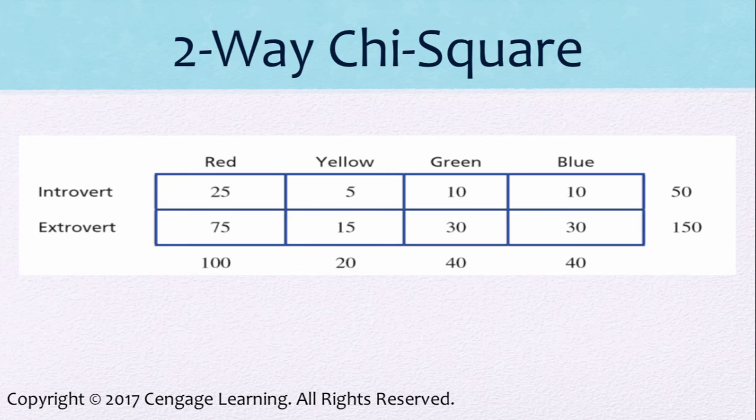For instance, we can see here that there are 25 individuals whose favorite color is red and who are also introverts. So within the table you have the frequencies of the different categories, and outside the contingency table, what you're seeing here are your sums. We have column sums and we have row sums.